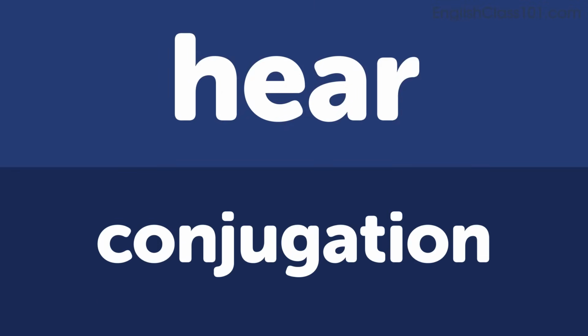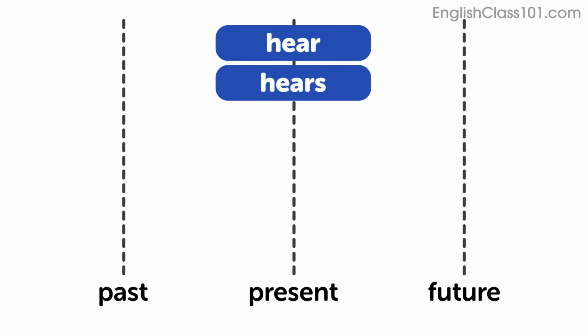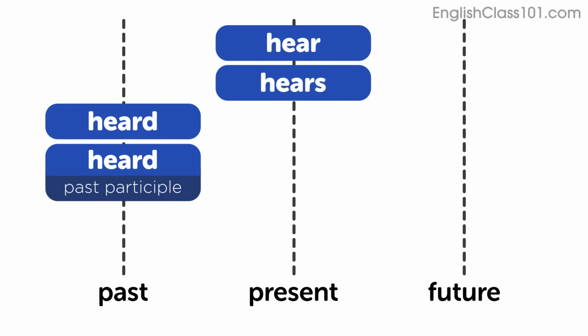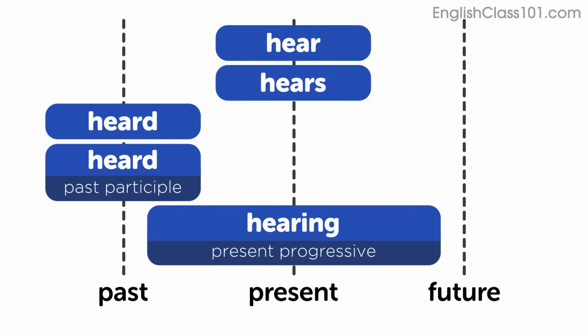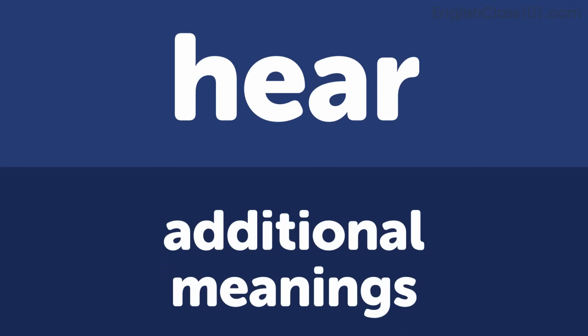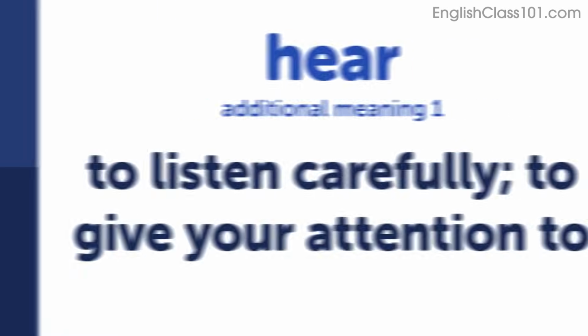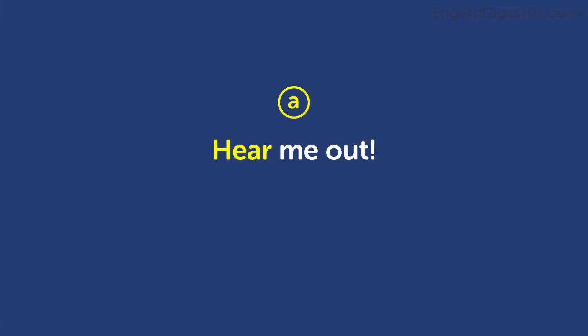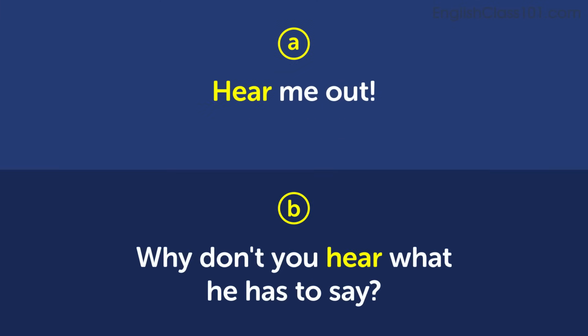Let's look at the different conjugations for this verb. Present, hear, hears. Past, heard. Past participle, heard. Progressive, hearing. Now let's talk about some different meanings of this verb. The first meaning is to listen carefully to something or to give your attention to something. Examples. Hear me out. Why don't you hear what he has to say?